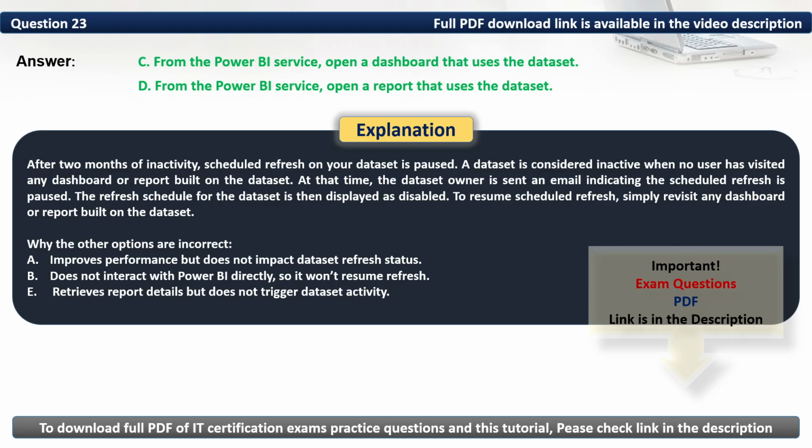After 2 months of inactivity, scheduled refresh on your dataset is paused. A dataset is considered inactive when no user has visited any dashboard or report built on the dataset. At that time, the dataset owner is sent an email indicating the scheduled refresh is paused. The refresh schedule for the dataset is then displayed as disabled. To resume scheduled refresh, simply revisit any dashboard or report built on the dataset.